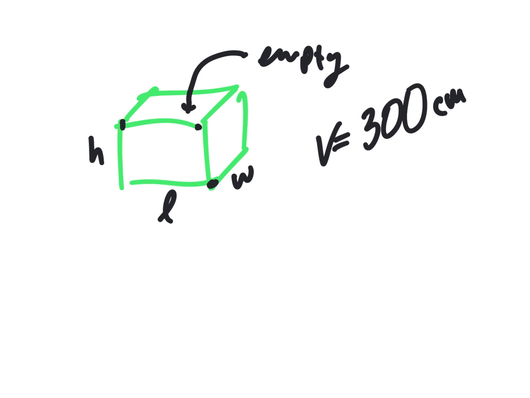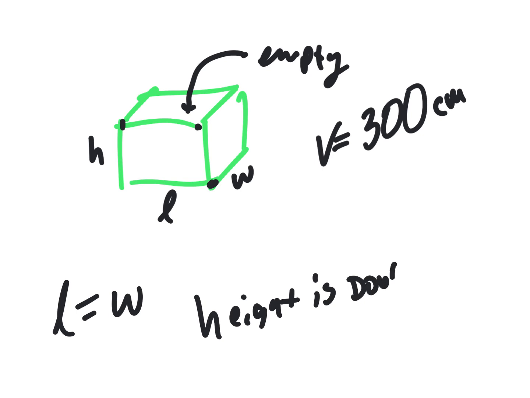Now, what if I say I want the height to be twice as big as the length and width, and I want the length and width to be equal, and the height is double those. You should be able to solve. Now, I know right away at first it's like, what am I going to do?